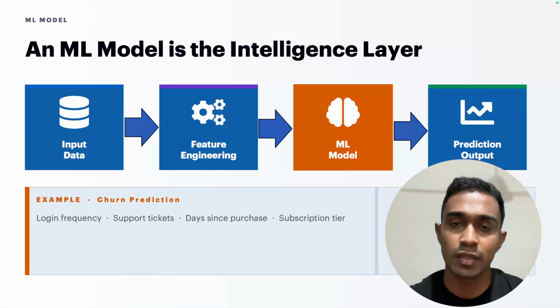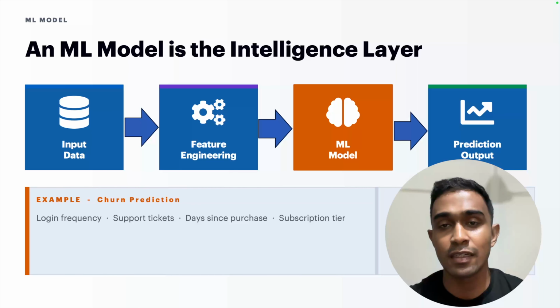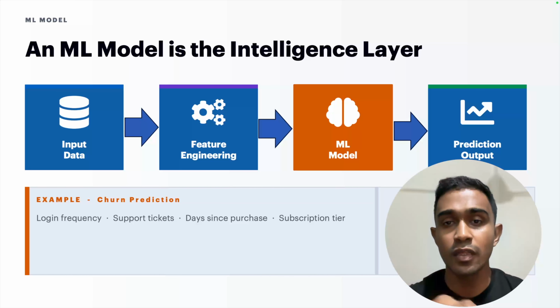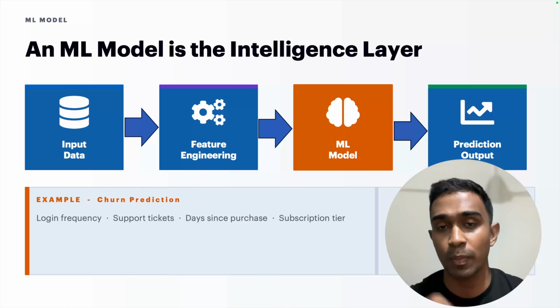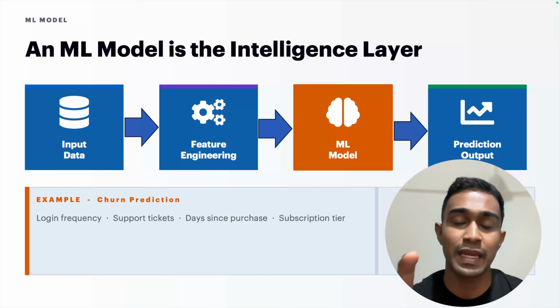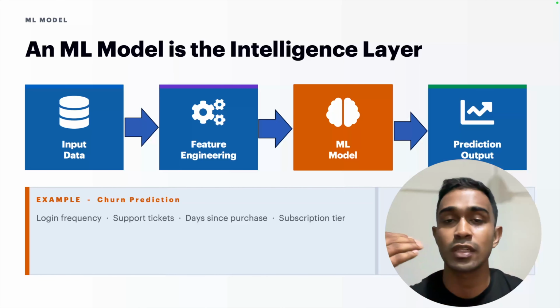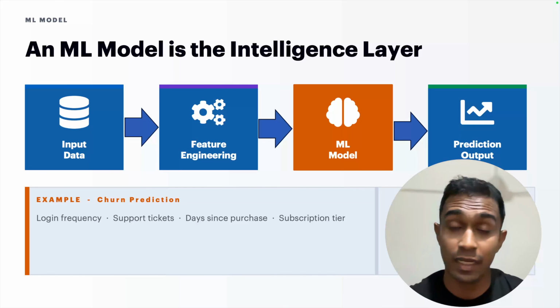That's very useful. The model is what I call the intelligence layer. It takes raw data and turns it into a decision. But here's the important thing to understand. The model by itself doesn't stop a customer from leaving. It doesn't send them a discount. It doesn't trigger a retention email. All it does is make a prediction. What happens with that prediction, how it gets to the right place at the right time, that's the job of the system. And that's what we'll talk about next.